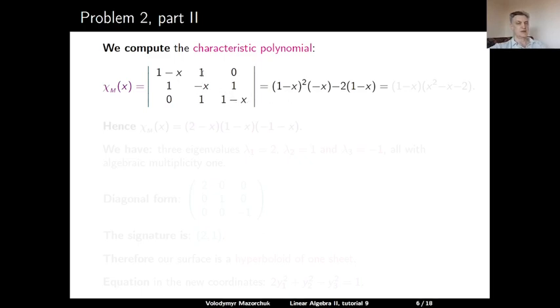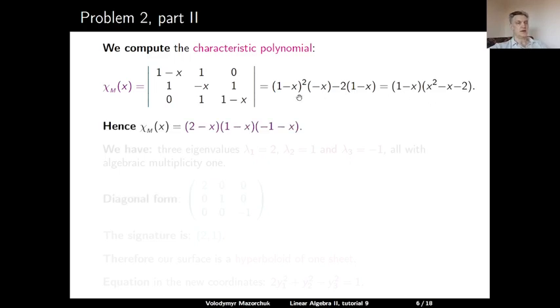Then the next two positive summands are 0 and 0. Then the negative summand 0. And then minus twice the summand 1 minus x. So this is our determinant. We can move 1 minus x out to get 1 minus x times x squared minus x minus 2.